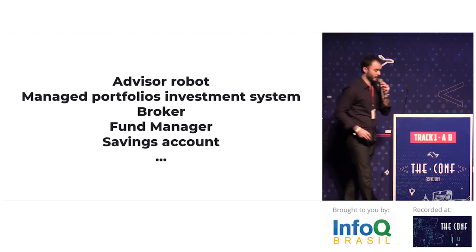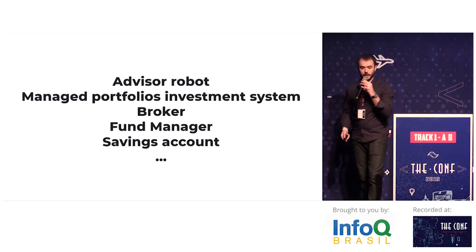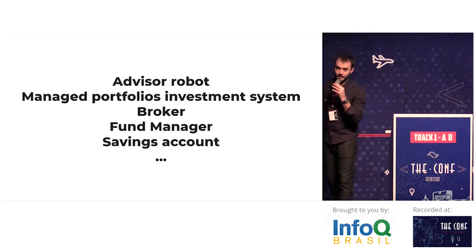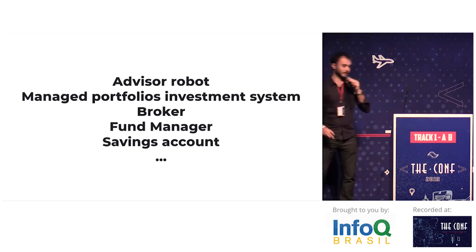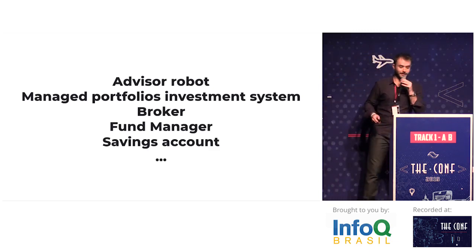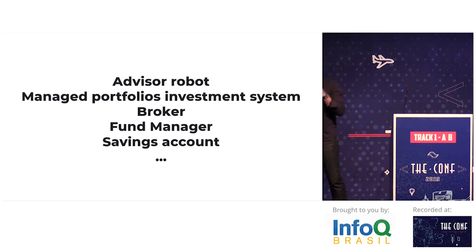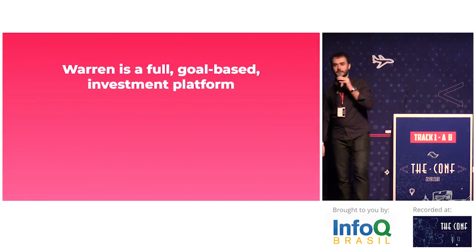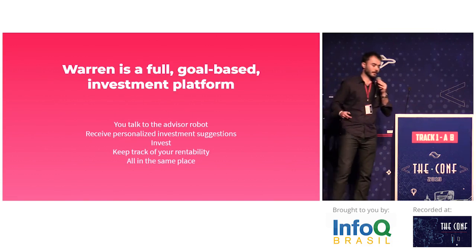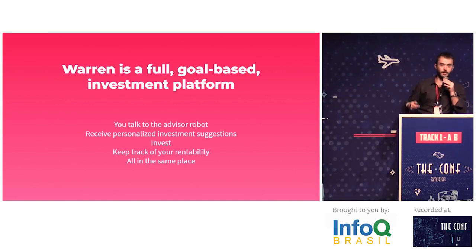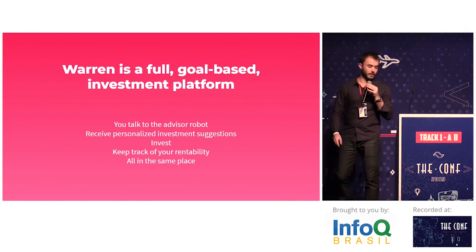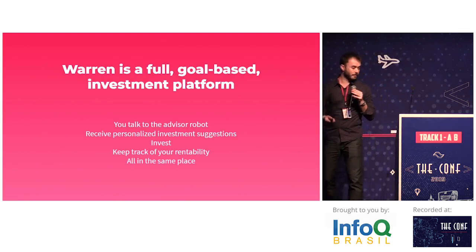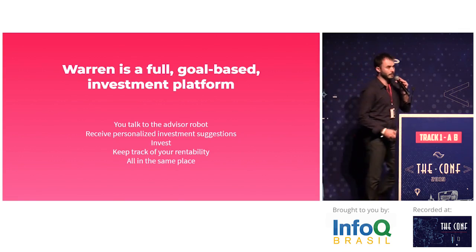We have at this moment about 250 products in our table. And we also have a savings account. It's not available for everyone yet. We are rolling it out in a safe way, let's put it this way, but we are working on new products every single day to bring to the customers. So, to summarize, Warren is a full goal-based investment platform. You talk to the advisor robot, you find your investment profile, you receive a suggestion personalized based on your goal and your investment profile. You invest, you keep track of your profitability, all in the same place.